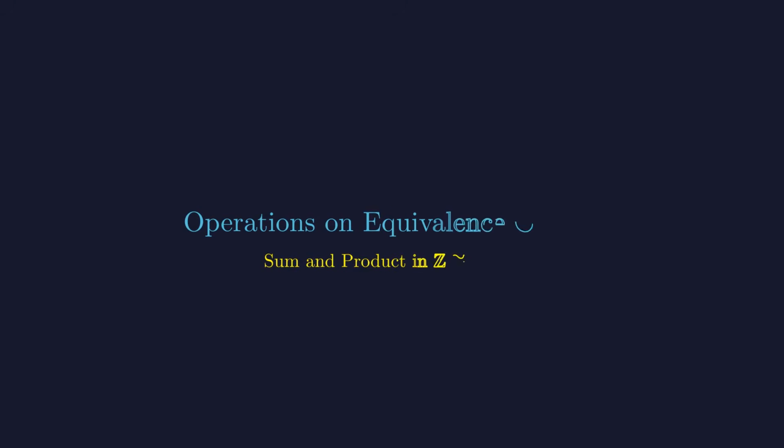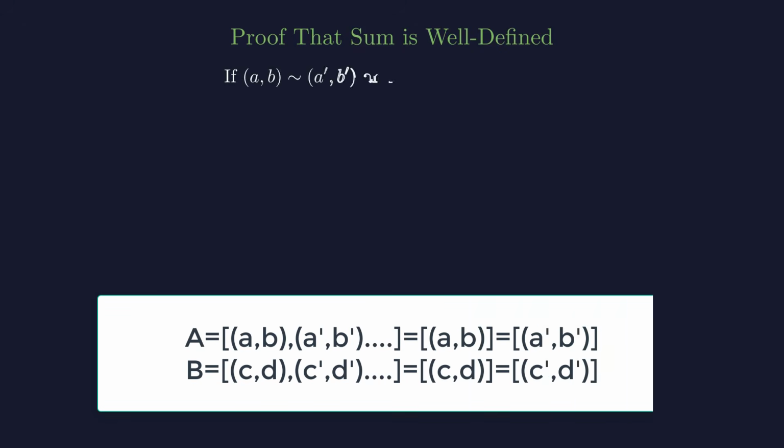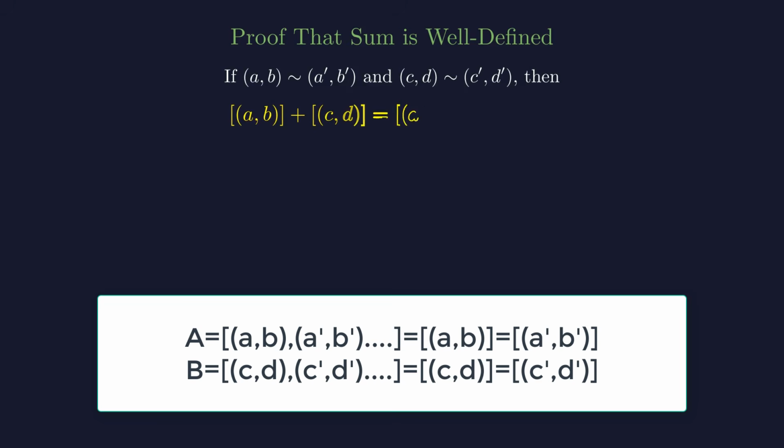Addition and multiplication operations on equivalence classes. We define addition and multiplication on equivalence classes. Then, we show that the addition of equivalence classes is well defined, meaning the class (A, B) has another representation, (A', B'), and the class (C, D) has another representation, (C', D').